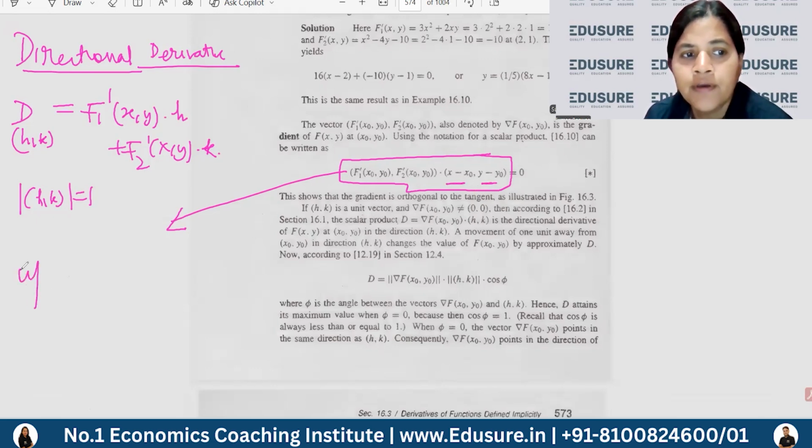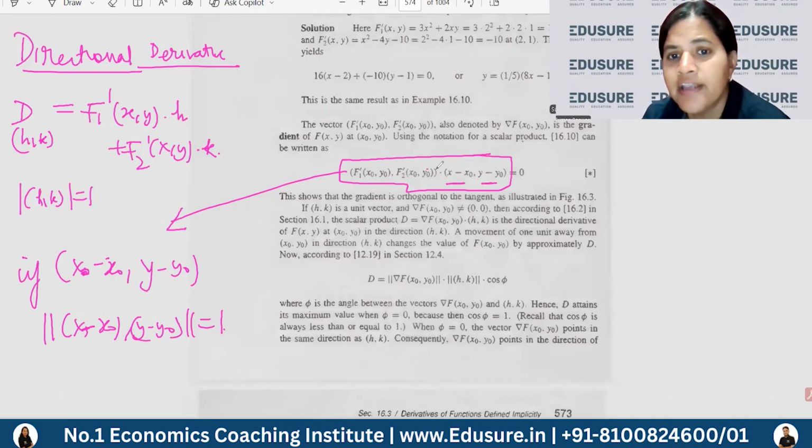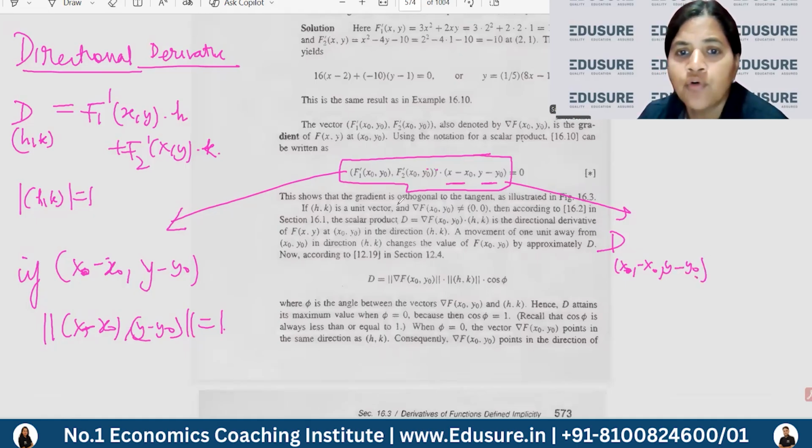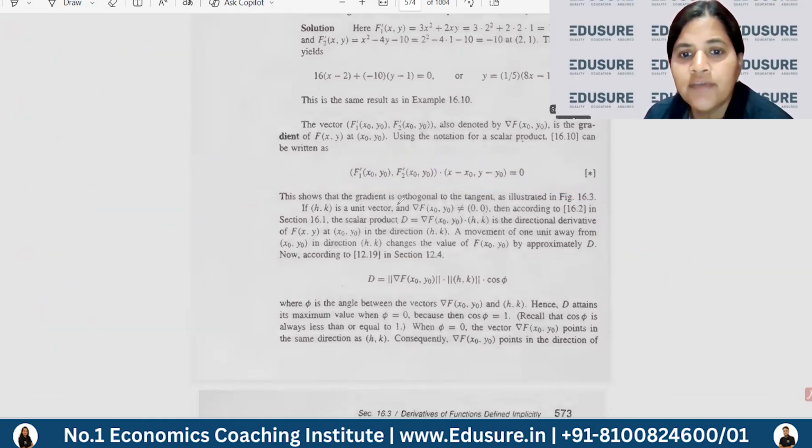So if the magnitude of (x minus x naught, y minus y naught) is equal to 1, then this expression is nothing but the directional derivative in the direction of (x minus x naught, y minus y naught). So we can also relate the equation of the tangent to a directional derivative. Let's read this. If (h, k) is a unit vector and del f at (x naught, y naught) is not equal to 0, then the scalar product is the directional derivative of f(x, y) in the direction (h, k). That is what I'm telling you.